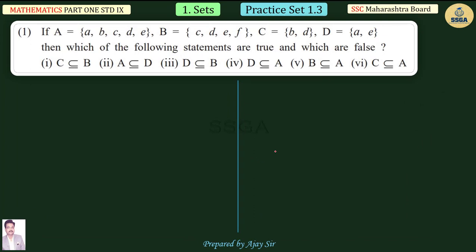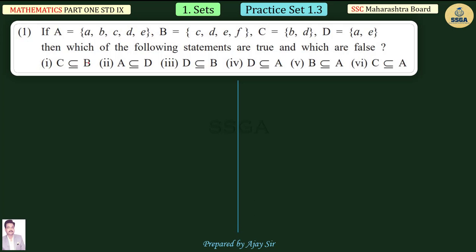Now let us start practice set 1.3. First question: A is a set which contains a, b, c, d, e. So these are the elements of set A. B is a set of c, d, e, f. C is a set of b, d. D is a set of a, e. Then which of the following statements are true and which are false?